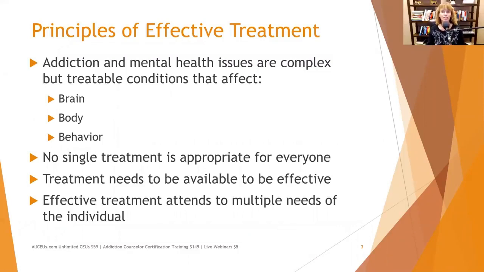Addiction and mental health issues are complex but treatable conditions that affect the brain, the body, and behavior. So this is one of the new changes, and we'll talk about that later, but we're really focusing on the whole person now. We recognize that it's not just the way somebody thinks, it's not just their neurotransmitters, it is a whole brain body behavior thing, and any change in any one of these areas can affect the other areas.